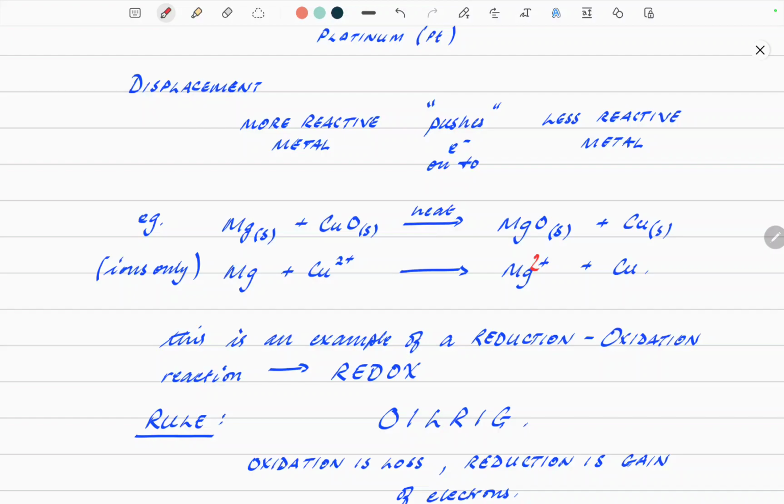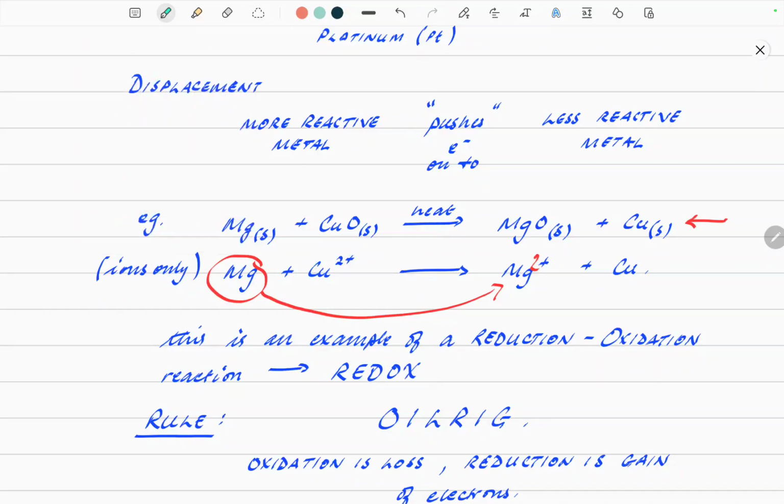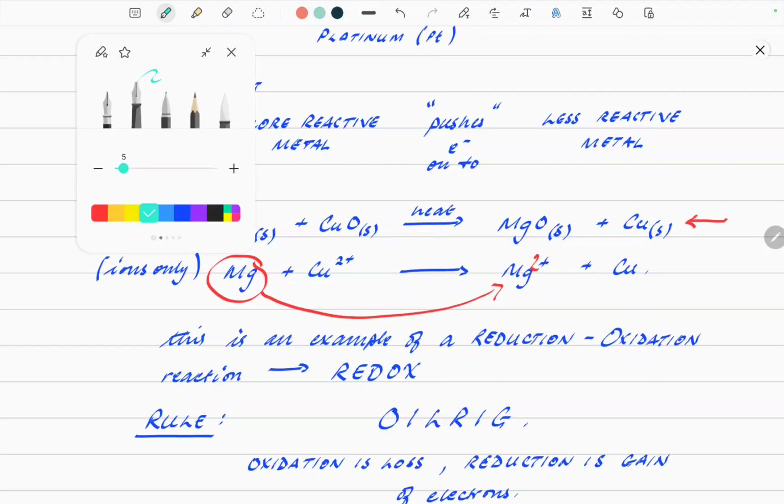So if I look at that reaction, and look at only the ions involved in the reaction, you can see that magnesium goes from a 0 charge to a 2 plus charge. Whereas copper, and I'll change the color on this, copper is going from, hang on 1 second, I seem to have done something here.